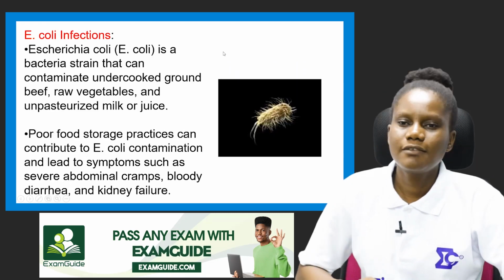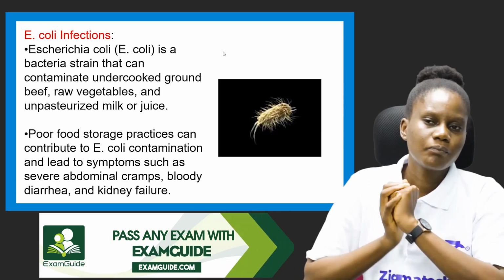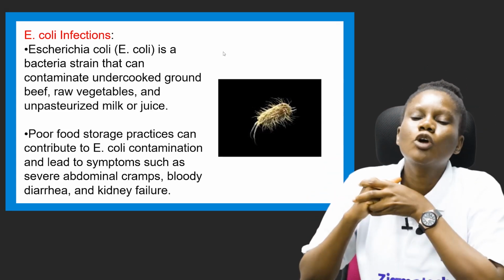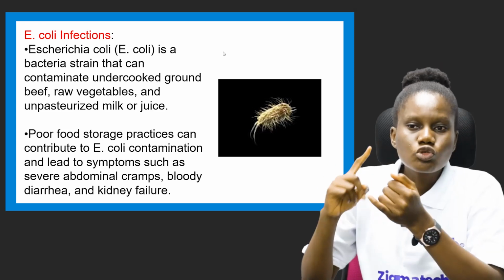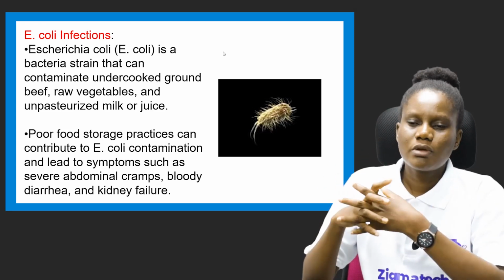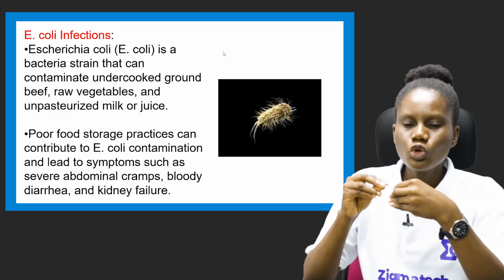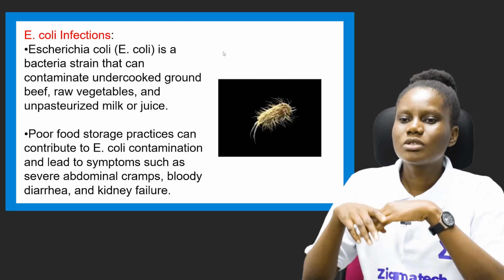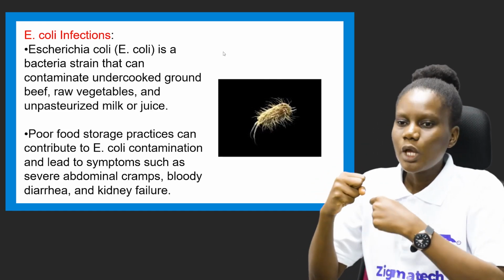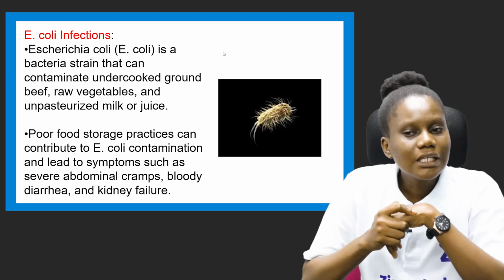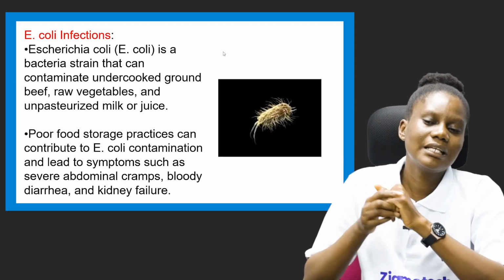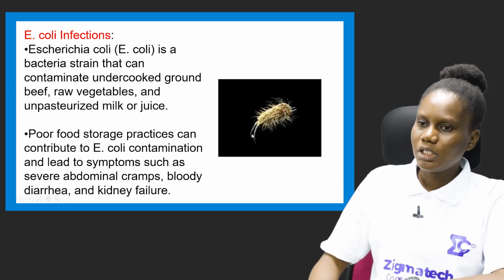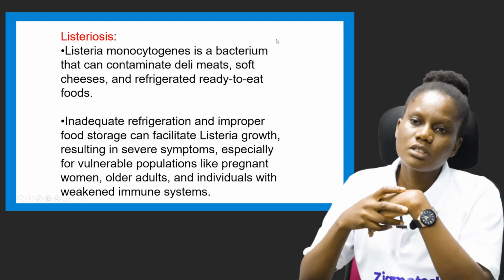The next is E. coli infection. That is Escherichia coli, what we call E. coli. It's a bacterial strain that can contaminate undercooked ground beef, raw vegetables, and unpasteurized milk or juice. Poor food storage practices can contribute to E. coli contamination and lead to symptoms such as severe abdominal cramps, bloody diarrhea, and even kidney failure. You know that that is almost like a death sentence. You understand? So you need to keep your food properly.